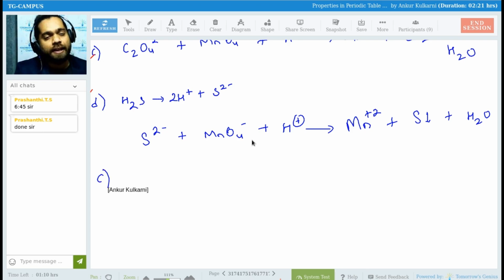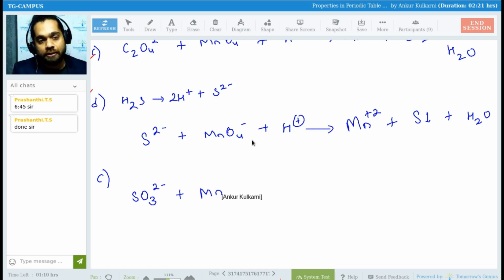Again, same thing. In organic chemistry, what do we mean by oxidation? How do you define oxidation for organic chemistry? Yes, correct. Addition of oxygen or removal of hydrogen. Perfect.